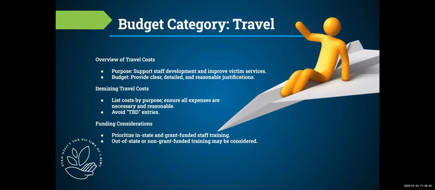In summary, itemize all travel costs by purpose, clearly justify the necessity of each expense, focus on in-state travel and grant-funded staff, and provide detailed and compelling justification for any out-of-state travel or travel for non-grant funded staff. Also be sure to read the instructions and watch training modules specific to each grant source, as funding considerations may vary between grants. All travel costs must align with your internal travel policy.